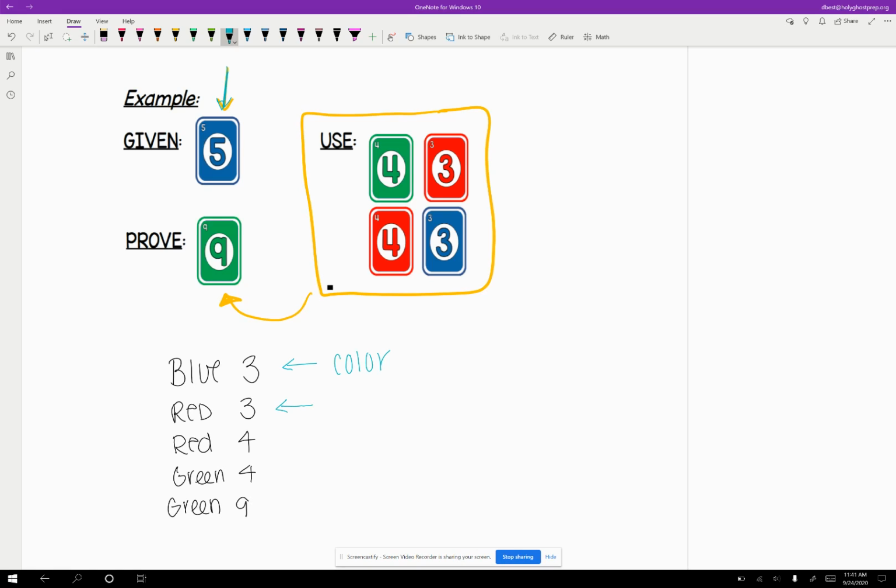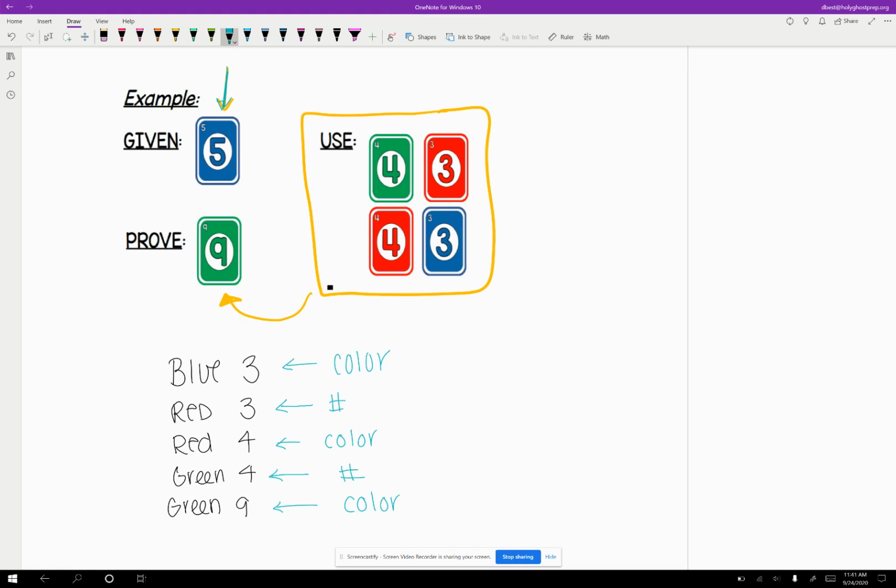Then I can play the red 3 because of having the same number. Then I'm matching color again. Then I match the number. And my last one, I match the color.